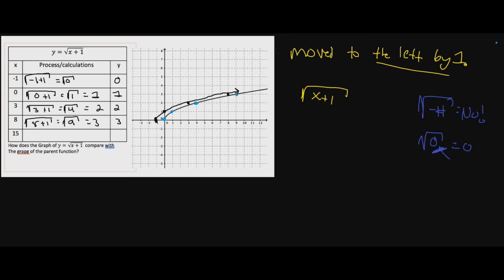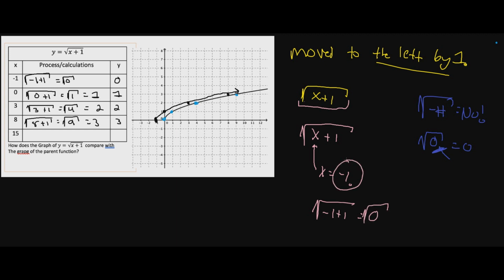So we always ask ourselves, how can I get 0 inside here? What can I plug in for x so that I get 0? So think of this. What number plus 1 gives me 0? Well, we need to plug in -1. And if you do -1 plus 1, that's 0. So since it took -1 to get to our starting point, that means we're going to move to the left by 1, right? Because -1 is your starting point. Boom. And that's why everything moves to the left by 1.